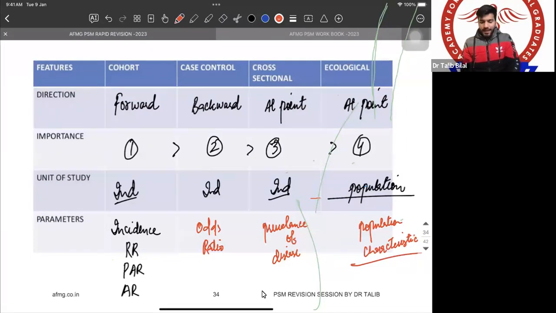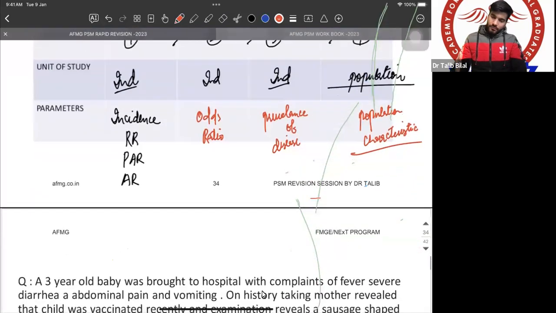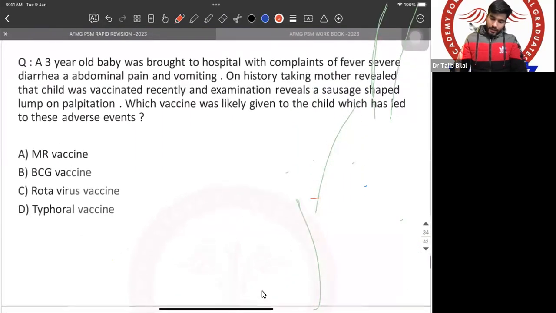Okay. Now tell me, case or patient is a unit of study for which study? RCT. Very good. It is for RCT, randomized control trial. Okay.